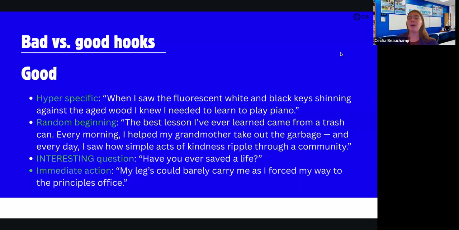And lastly, an immediate action. Sometimes a really cool way to start an essay is just to go into it, get into what's happening, because you're kind of throwing your reader in there. An example of that is, "My legs could barely carry me as I forced my way to the principal's office." So that's in the middle of a day, like I said again, in the middle of something. We don't really know what's going on. It's saying you're going to the principal's office, so could that be a bad thing? Is that a good thing? What's going on? And it kind of is prompting the admissions officer to want to read more.